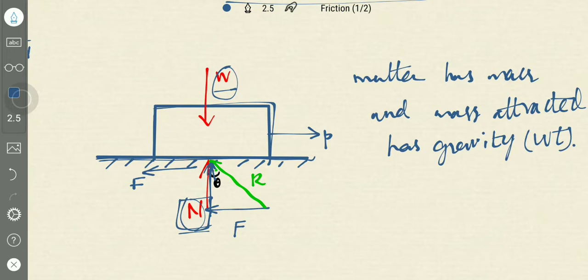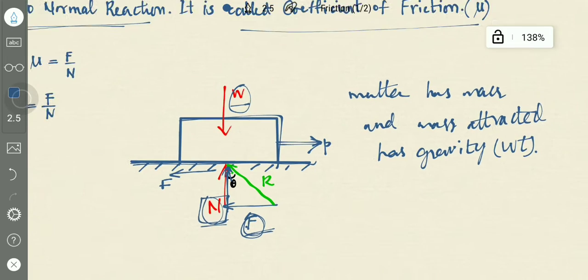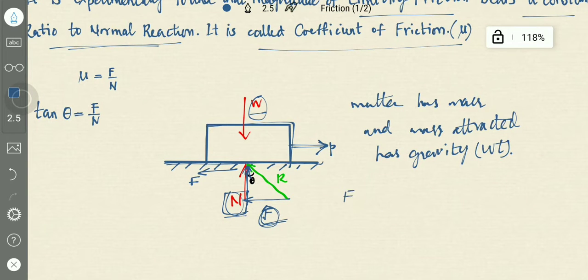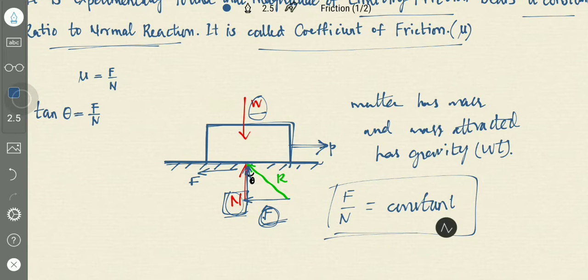The magnitude of limiting friction is, suppose in here, F. A force P is applied here, and F is the frictional force acting on this body by the surface. So F divided by N is equal to a constant. This is what the experiment is saying. This constant is the coefficient of friction, which is represented by mu. This is the equation: mu is equal to F by N.